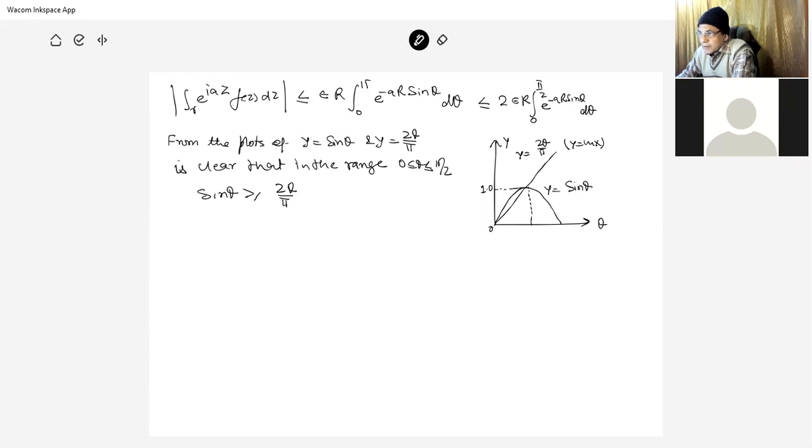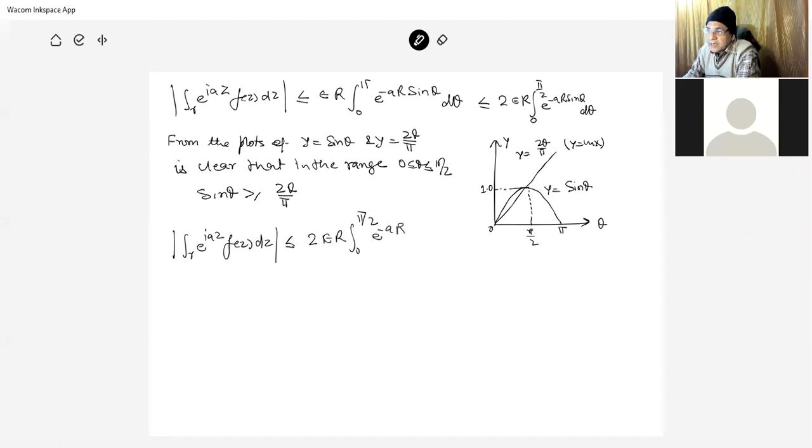This is 0, here it is pi, and this is pi by 2. So this is the sine curve, half of the sine curve. So we have the modulus of the integral over the semicircle of e raised to the power i a z f of z dz is less than or equal to 2 epsilon times the integral from 0 to pi by 2 of e raised to the power minus a r sine theta, and in place of sine theta we can have 2 theta by pi, d theta.